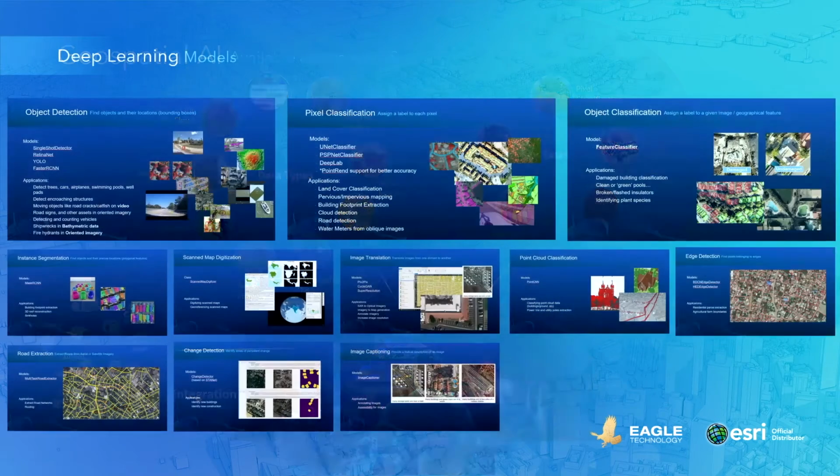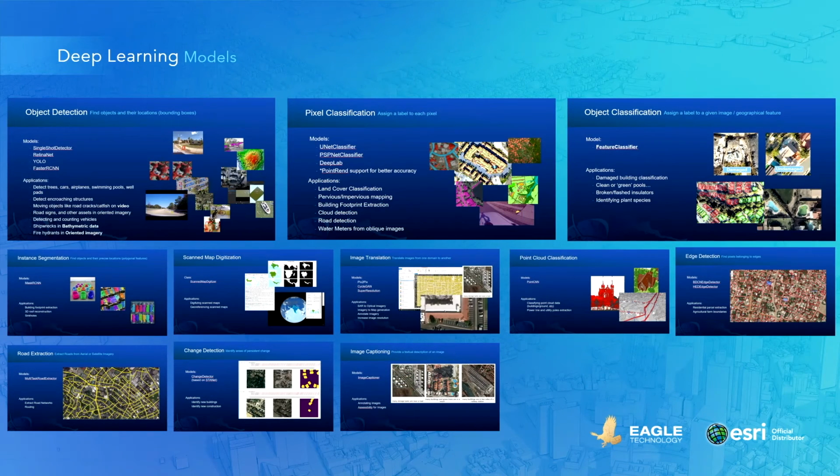Deep learning is a subset of AI and machine learning, and there's a variety of models for different tasks available, like object detection for identifying trees, pixel classification for building footprint extraction, and object classification.